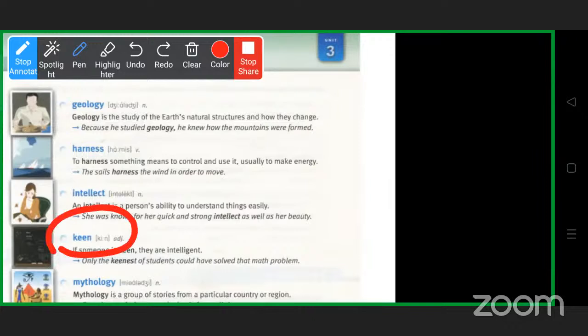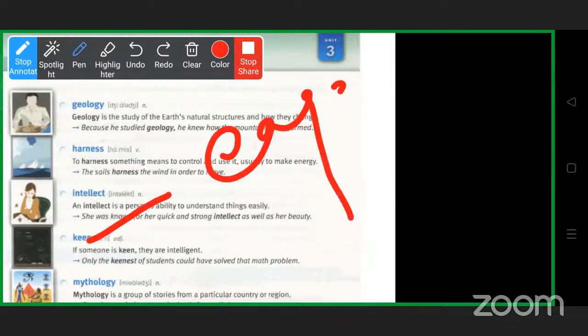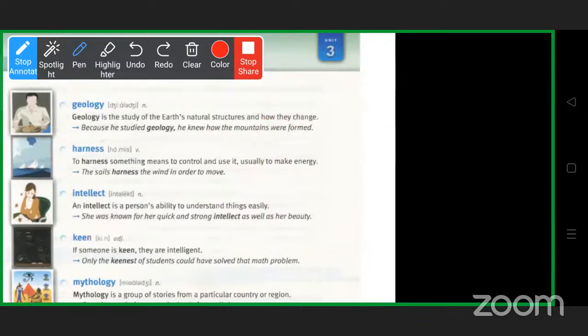Next word is keen. But basically intellect is a noun form, because we are talking about wisdom. Wisdom is a form of something. We say knowledge is a noun. So he has a knowledge of this or that, we say. Keen means eager. If someone is eager, interested in something, somebody is keen to do that. So keen is an adjective. So if someone is keen, they are intelligent. They are taking interest in that, so that's why they are intelligent.